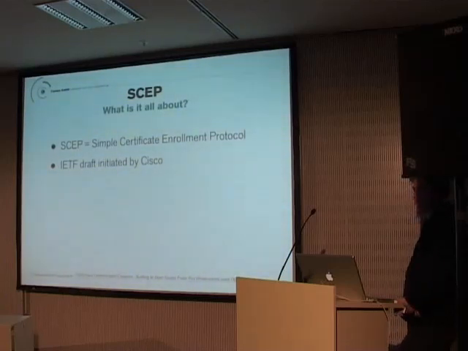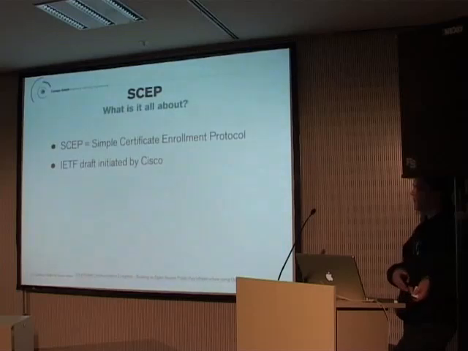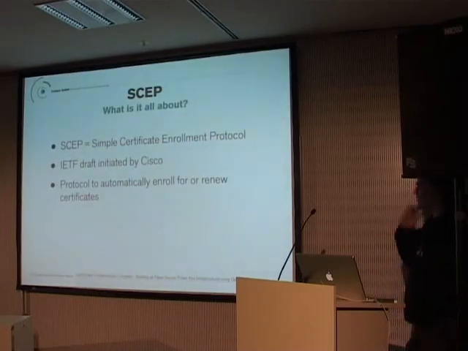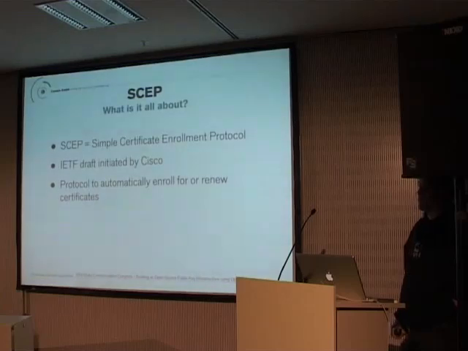Currently, it's expired. I think it expired on December 2nd or so. There's not a new version yet, so if you really want to read it, you have to use the Google cache. That's a bit annoying. Basically, it's a protocol to automatically enroll for or renew certificates. If you have an embedded machine, a router, a VPN gateway, something that might need a certificate, how do you get it on there? This is what SCEP is about.